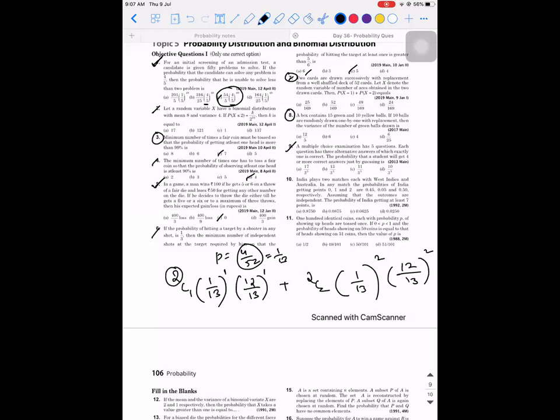Sir, one doubt. Tell me. Sir, if you look at 2C2, then it will be 1 by 13 whole power 0. Oh, yeah, 12 by 13 power 0. I'm sorry.